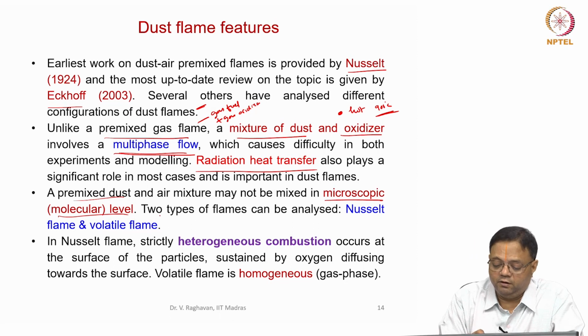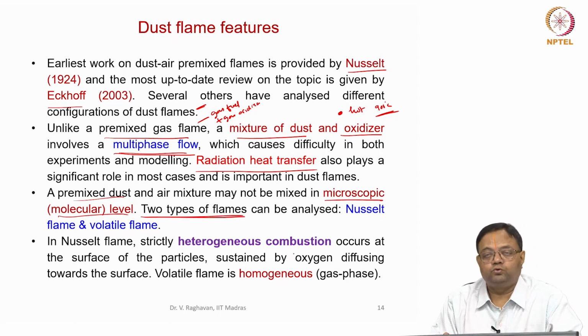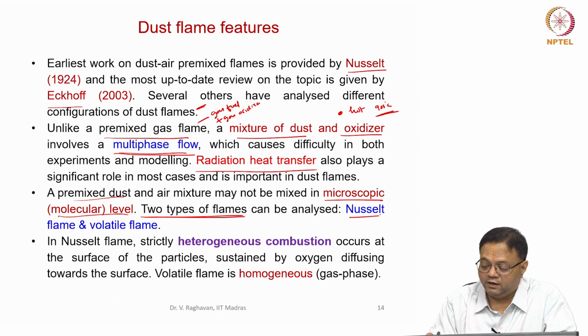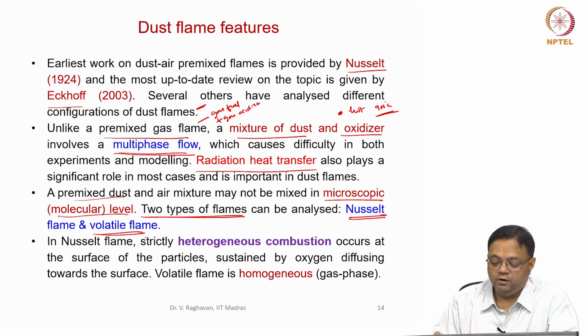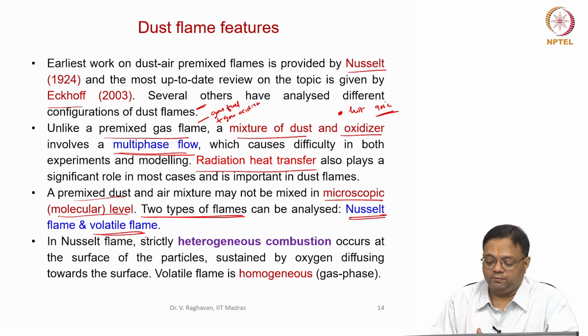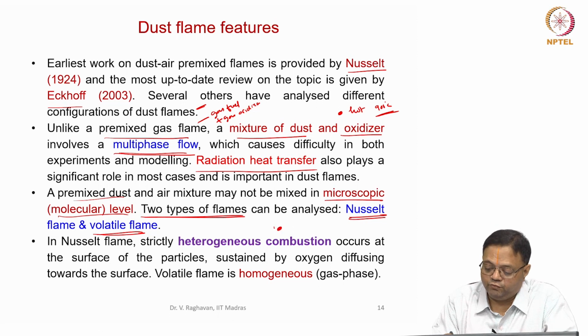So, this will typically result in two types of flames. One is called Nusselt flame, another is called volatile flame. Nusselt flame is heterogeneous combustion, that is, a particle will have a diffusion flame over it.